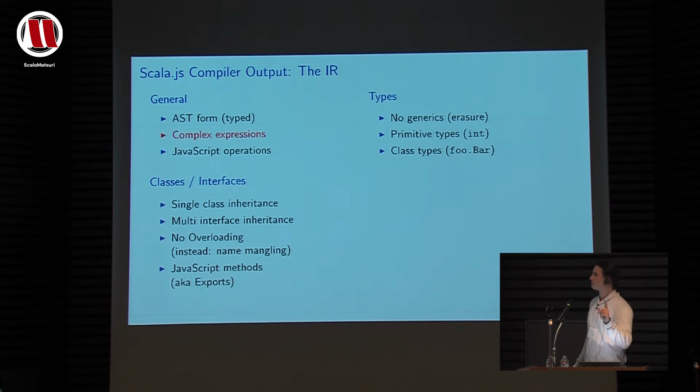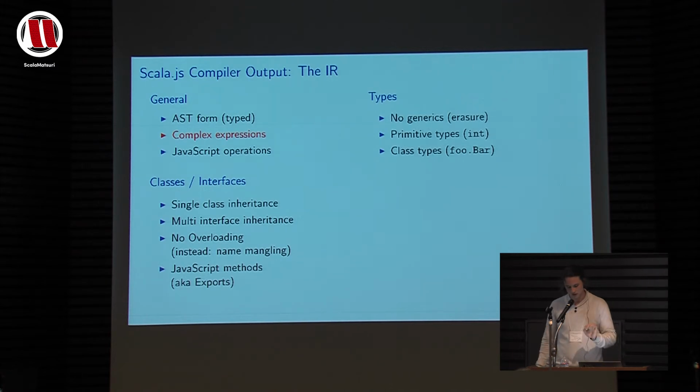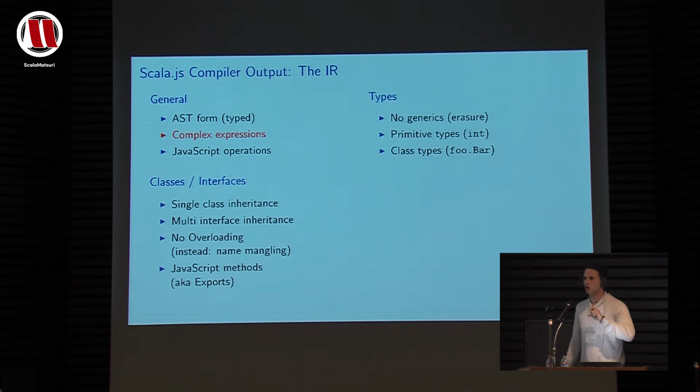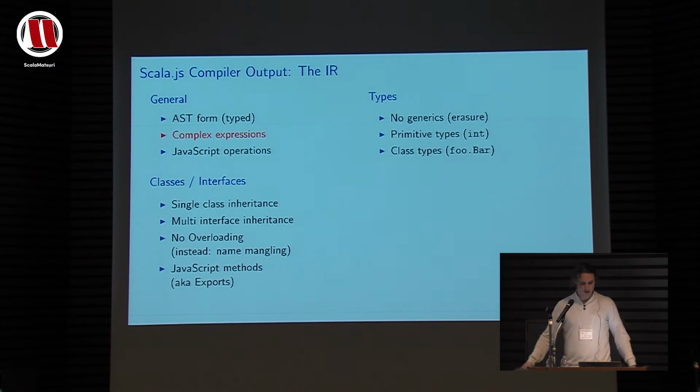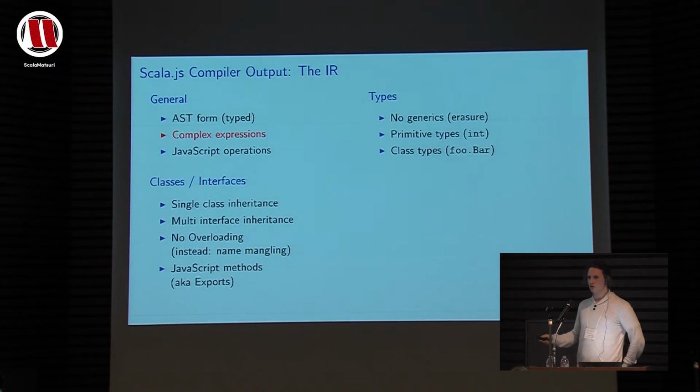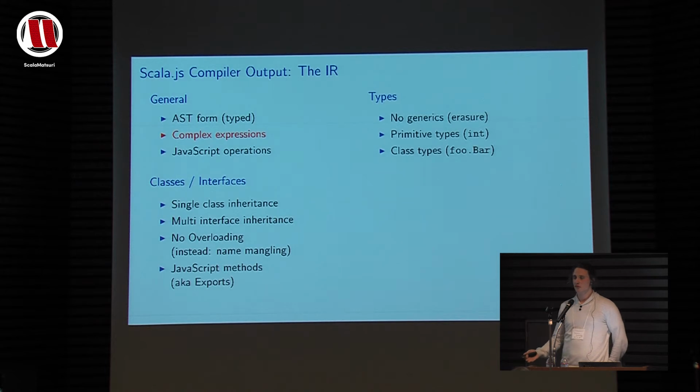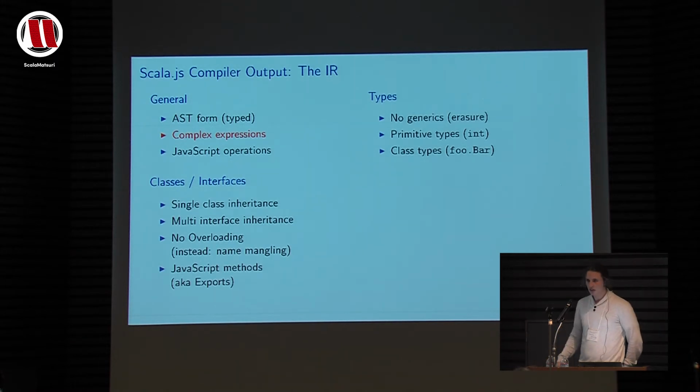Complex expressions. Oh, that one's actually a problem, right? Because I said that in Scala, a block can be an expression, so I can assign a block to a variable. I'm not allowed to do that in JavaScript, so we'll have to do something about that. JavaScript operations are just JavaScript operations. Types, generics, well, JavaScript doesn't have static types anyways, so that's fine. Primitive types, we can represent them with the JavaScript primitive types, right? Well, Boolean becomes Boolean, double becomes number, and so on and so forth.